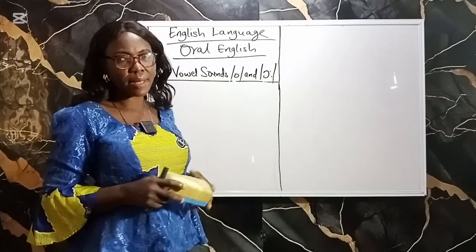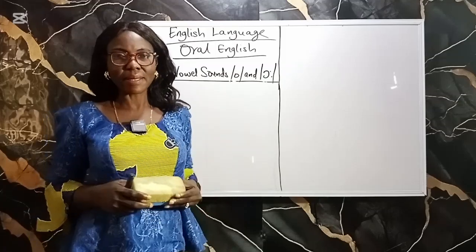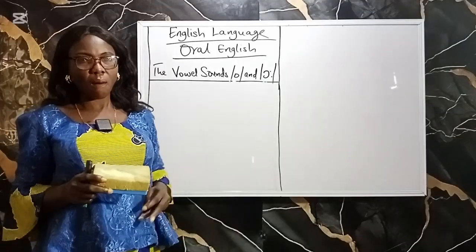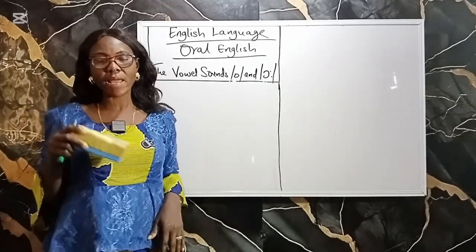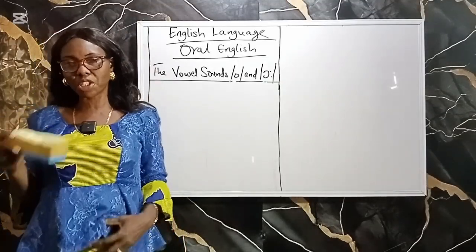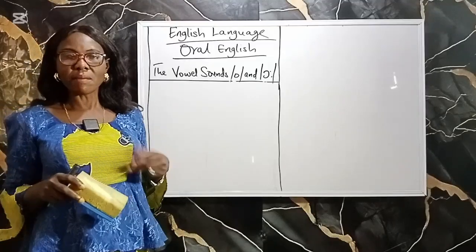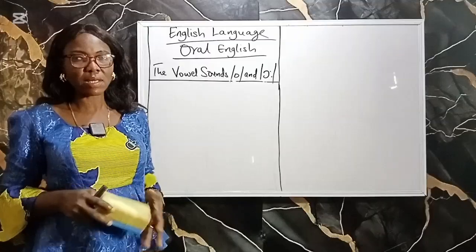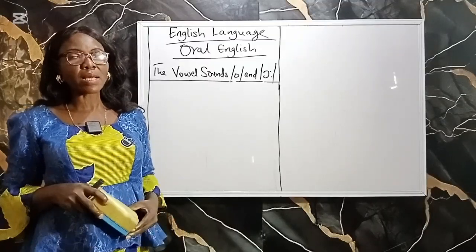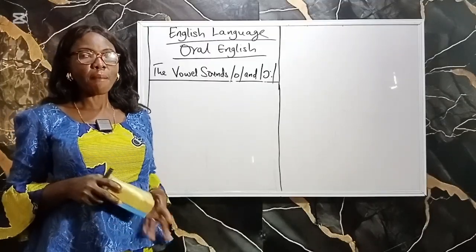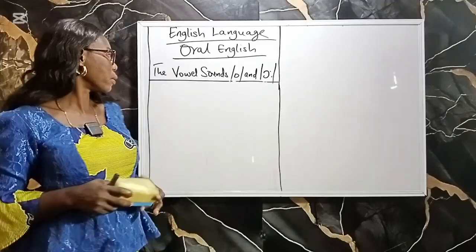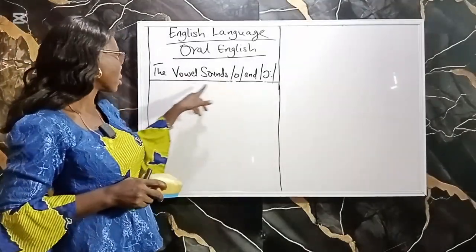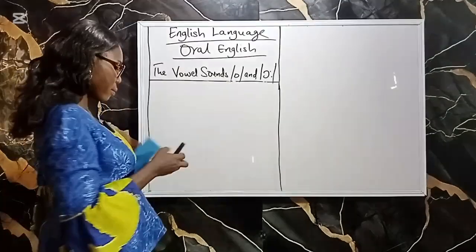How do we pronounce them? You can look at my lips now. When I say these sounds, the lips form a round shape. And then the tongue is low in the mouth. That is how to pronounce it. The tongue will be low in the mouth and the lips will form a round shape. Okay? Now let's take the first one, which is the short vowel sound.